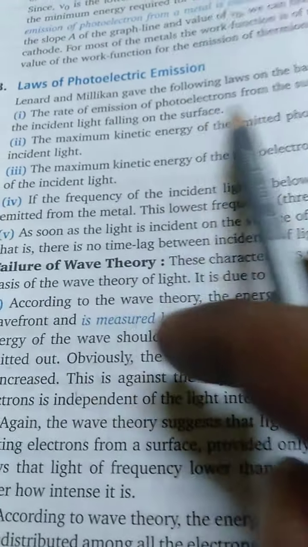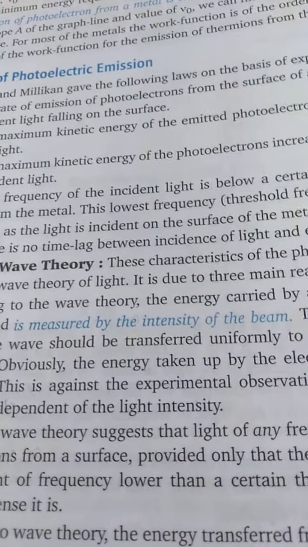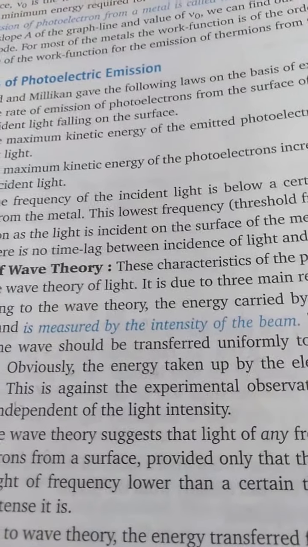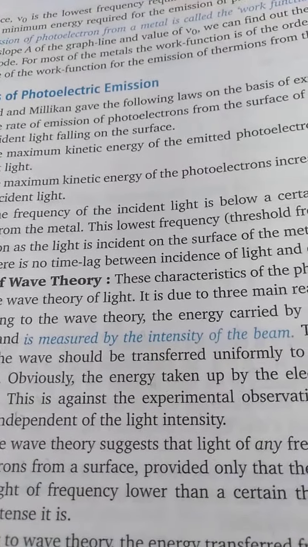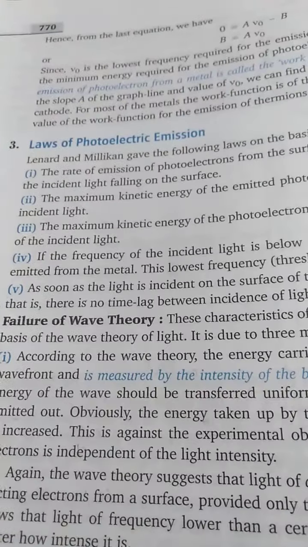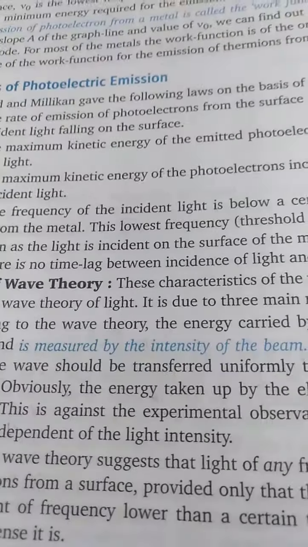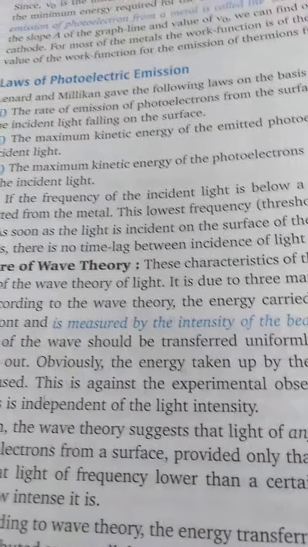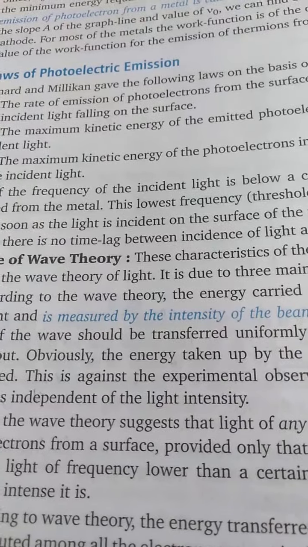Now, the laws of photoelectric emission. Lenard and Millikan gave the following laws on the basis of their experiments. First law: the rate of emission of photoelectrons from the surface of a metal varies directly as the intensity of incident light. We have studied that the rate of emission will increase if the intensity of light increases. Second: the maximum kinetic energy of the emitted electron is independent of intensity.